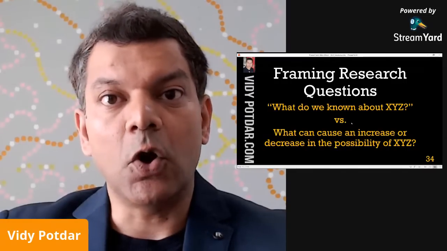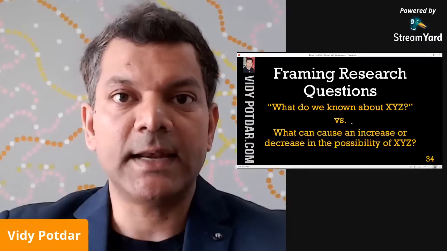So let's talk a little bit about framing research questions. The way you ask the research question defines how simple or how complex your systematic review is going to be. All right, so let's look at an example question. What do we know about something, XYZ? To answer this question, you will have so much literature available that you will be kind of lost in what to select and what not to select.